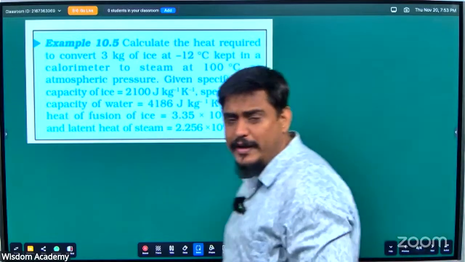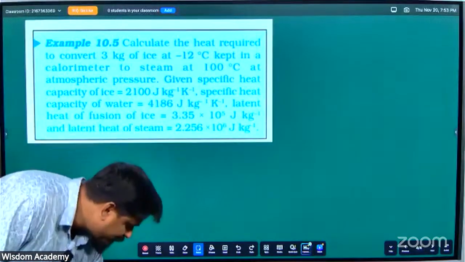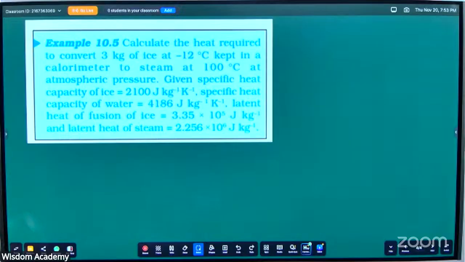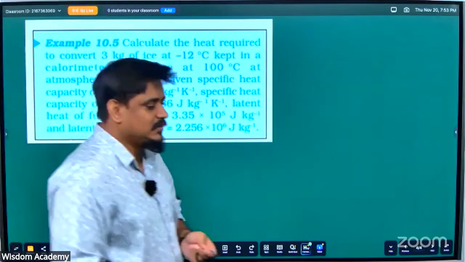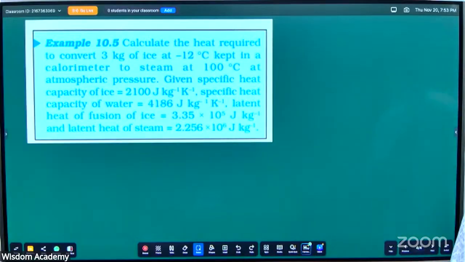So don't take more than 5 minutes, everybody. Solve this honestly by yourself. Tell me the answer. Very simple question, direct question. Just find the 4 Qs, Q1, Q2, Q3, Q4. You remember? First ice to ice, then ice to water, then water to water, and water to vapor. 4 Qs will be here.